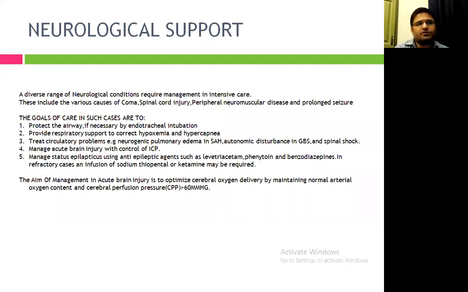Circulatory problems such as neurogenic pulmonary edema in cerebral hemorrhages, autonomic disturbance in Guillain-Barré syndrome and spinal shock, and acute brain injury with control of ICP, and manage status epilepticus with anti-epileptic drugs like levetiracetam, phenytoin, and benzodiazepines. So the aim of management of acute brain injury is to optimize cerebral oxygen delivery by maintaining arterial oxygen content and cerebral perfusion pressure. So this was all about how to approach a patient of unconsciousness.